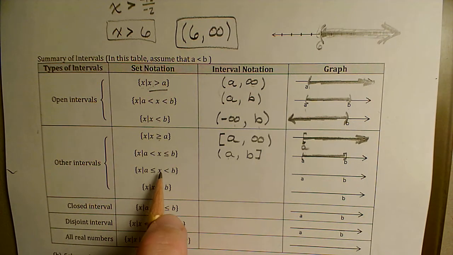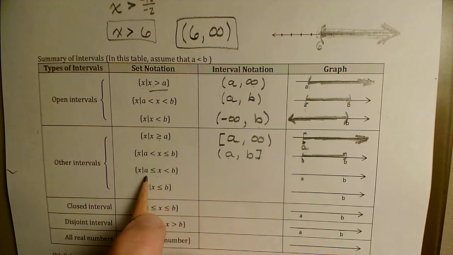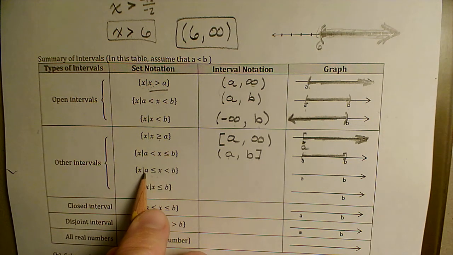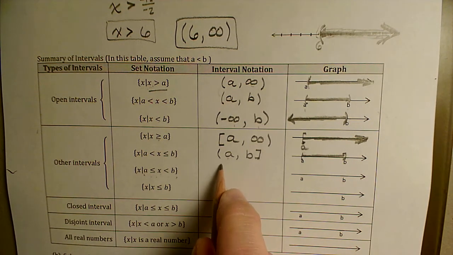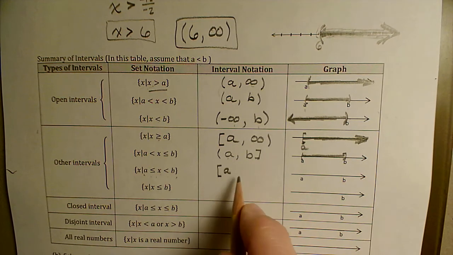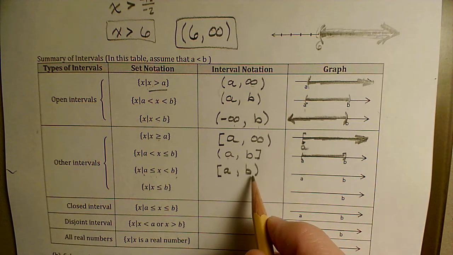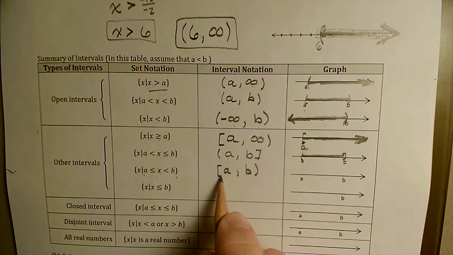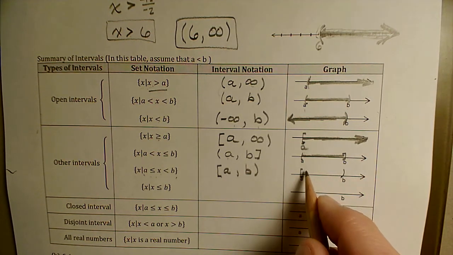The next one, they've changed the and equal to over to the a. So now we're saying that x is greater than or equal to a, but less than b. As an interval, we're going to do a square bracket at a, because that means it's inclusive of a, but exclusive of b. So b gets the parenthesis, a gets the square bracket. It's a similar thing here: square bracket, and this time a parenthesis, and shade in between.